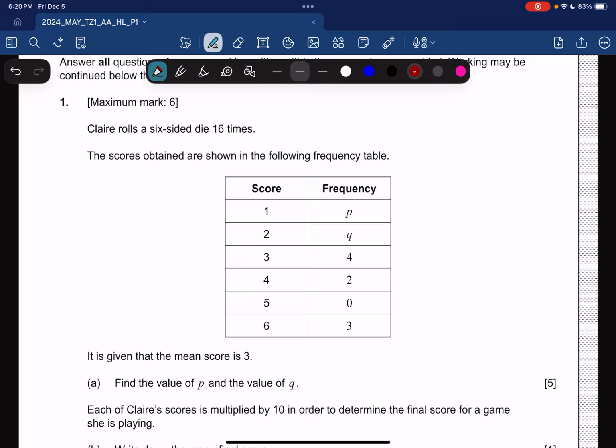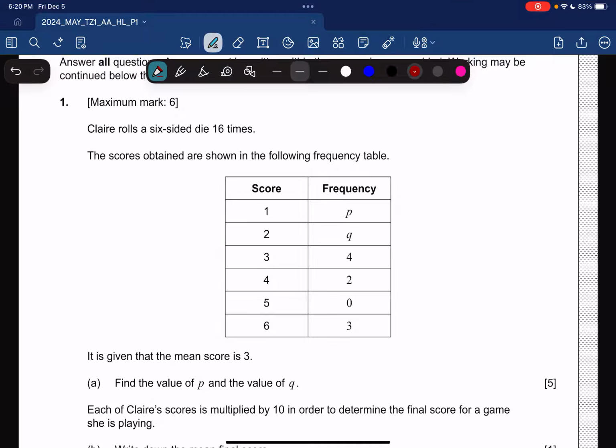Claire rolls a six-sided die 16 times. The scores obtained are shown in the following frequency table. It is given that the mean score is 3. Find the value of P and the value of Q. That is the first question, problem 1, question A, I guess.